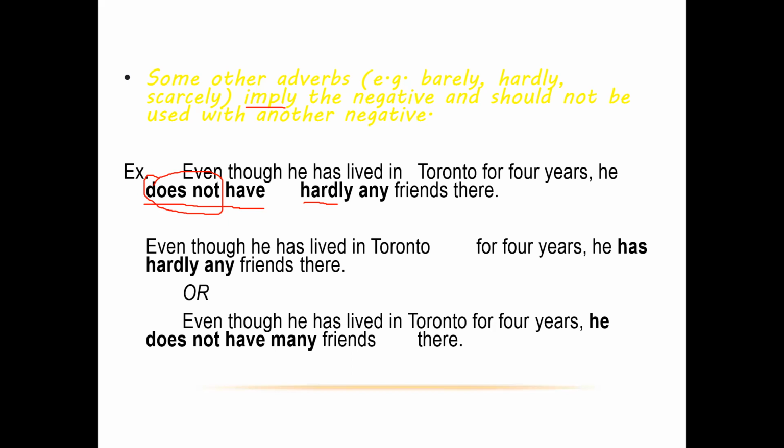from going out. Even though he has lived in Toronto for 4 years, he does not have many friends there. So this one is also correct. It's just that we removed hardly and we just added does not have many friends there. But the meaning is the same. It's just that we use different adverbs and adjectives to intensify or to say the exact message, okay? All right.